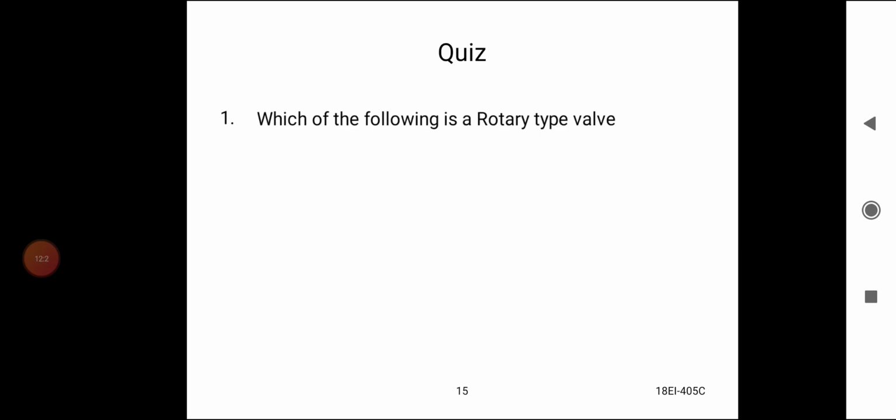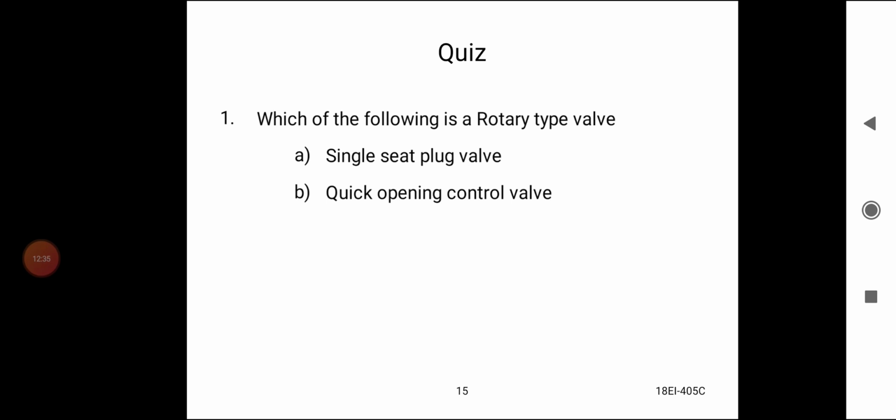Quiz: which of the following is a rotary type valve? A. Single seat plug valve, B. Quick opening control valve, C. Weir valve, D. Butterfly valve. The answer is D. Butterfly valve is a rotary type valve.